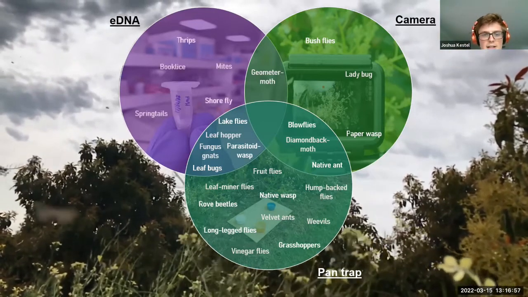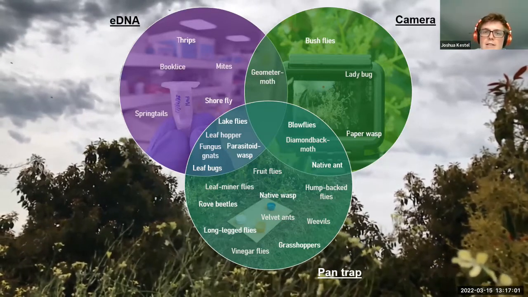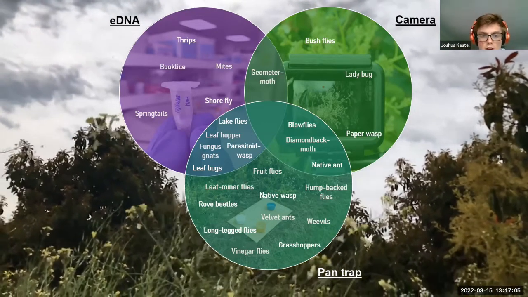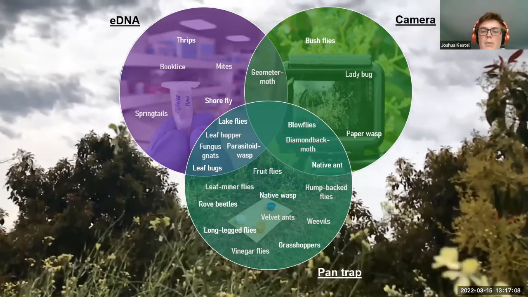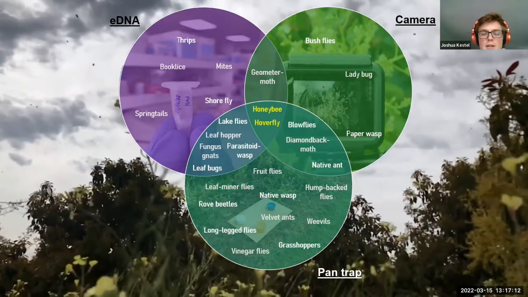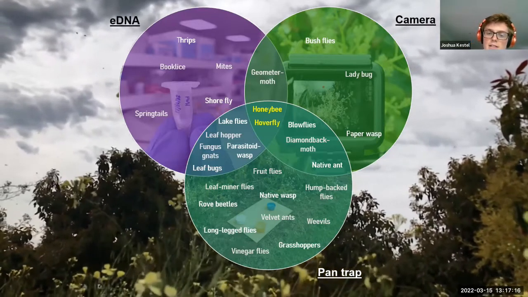And lastly, what about eDNA? So eDNA is really good at picking up the small things that spend a lot of time on the inflorescence. These are the gnats, the small flies, as well as thrips. But most importantly, eDNA agreed with cameras and pan traps that the most common flower visitors and most common insects within the orchard were honeybees and hoverflies.